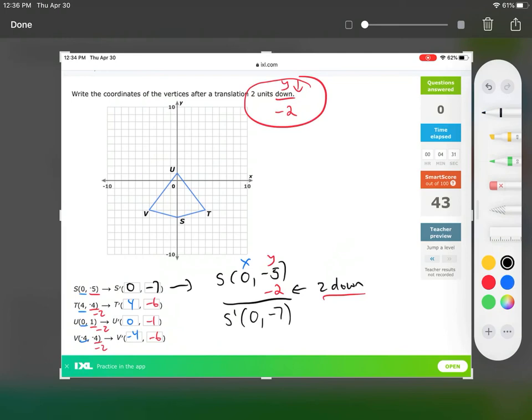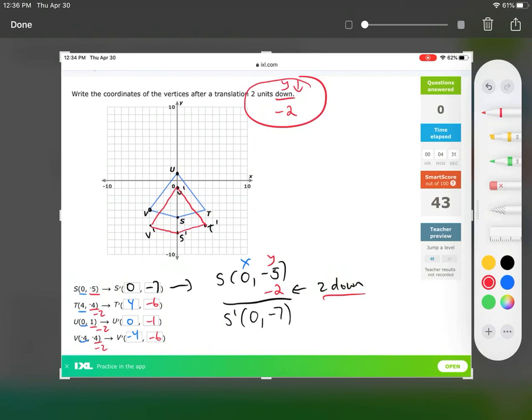And of course, if I graph this, it's like the last IXL that you did. Each of these points is going to move 2 down. So U prime is going to be here. T prime is going to be here. S prime is going to go here. V prime is going to go here. And I'll make this red. This would be the actual new image after you moved everything 2 down.